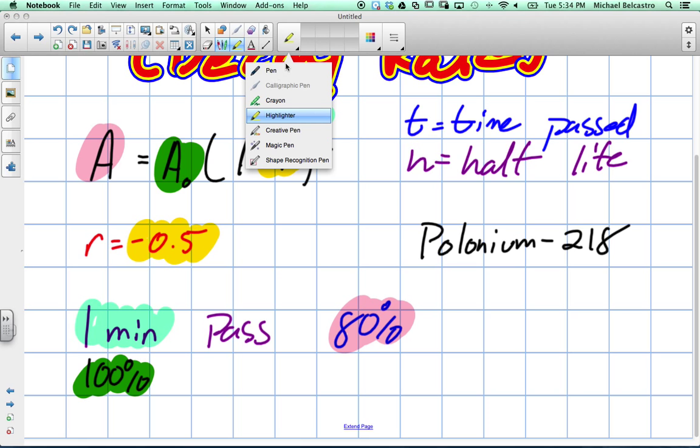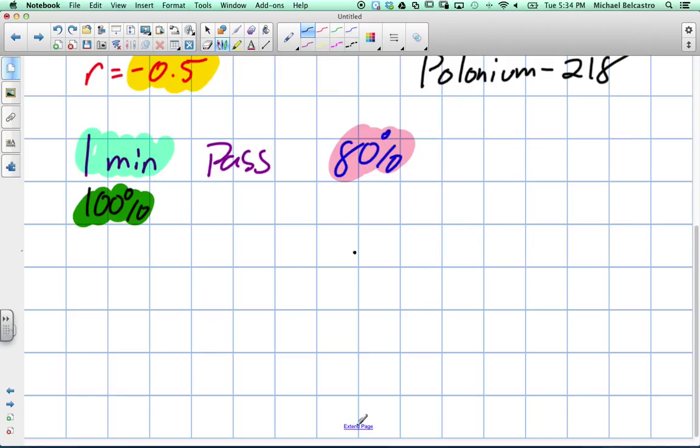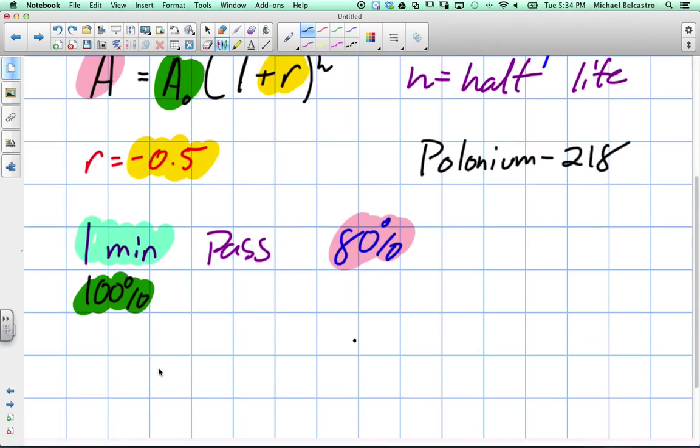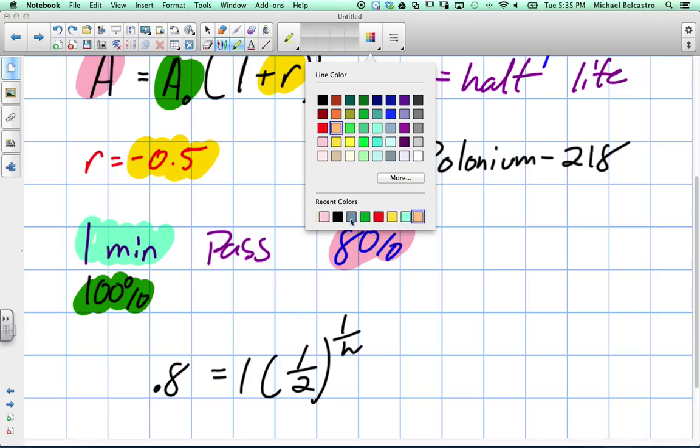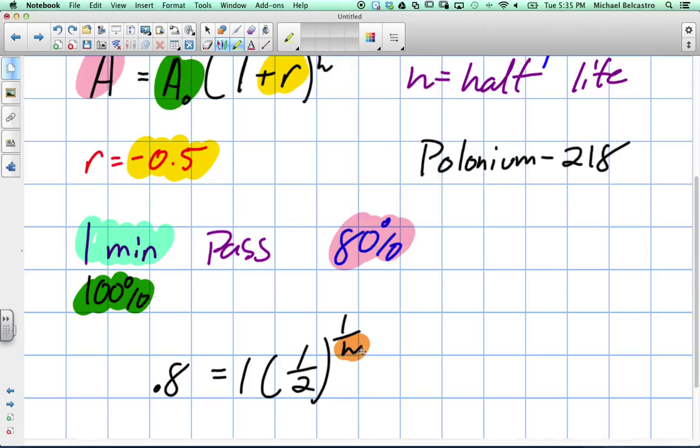So we're left with the actual half-life itself. We don't know it. So let's plug all these values in. We're left with 80%. As a decimal, that is 0.8, is equal to 100%, which is a value of 1, times 1 plus negative 0.5, which is 0.5, or in other words, a half. That's usually how they write half-life formulas, with a base of a half, because we're constantly halving. But that's how they derive it. 1 minute has passed, so time passed is a minute. What we're looking for is how long the half-life actually takes. So we're solving for H.